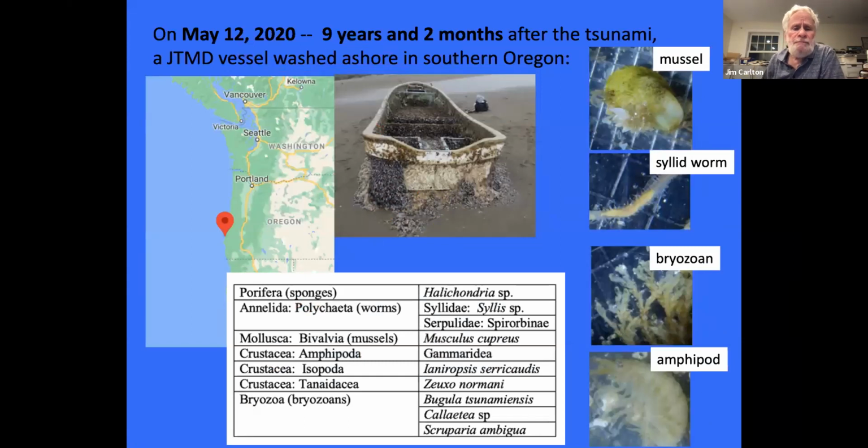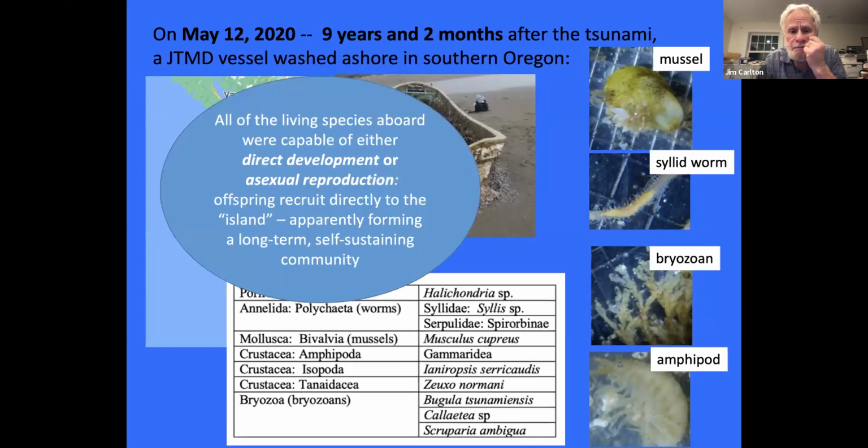And then 2 years ago, May 2020, 9 years and 2 months after the tsunami, another tsunami vessel washed ashore with a host of living Japanese species. And here's the interesting part about these species. They were all characterized by direct development or asexual reproduction.